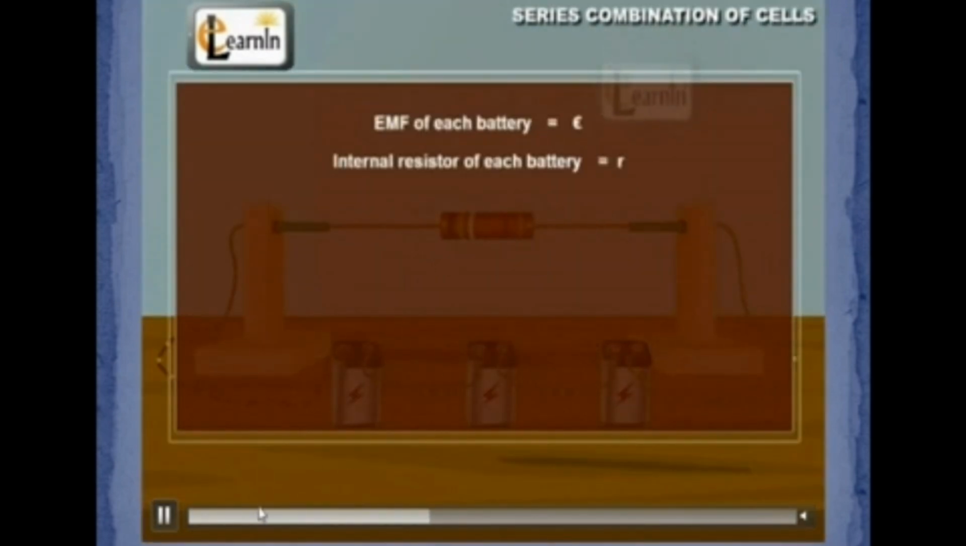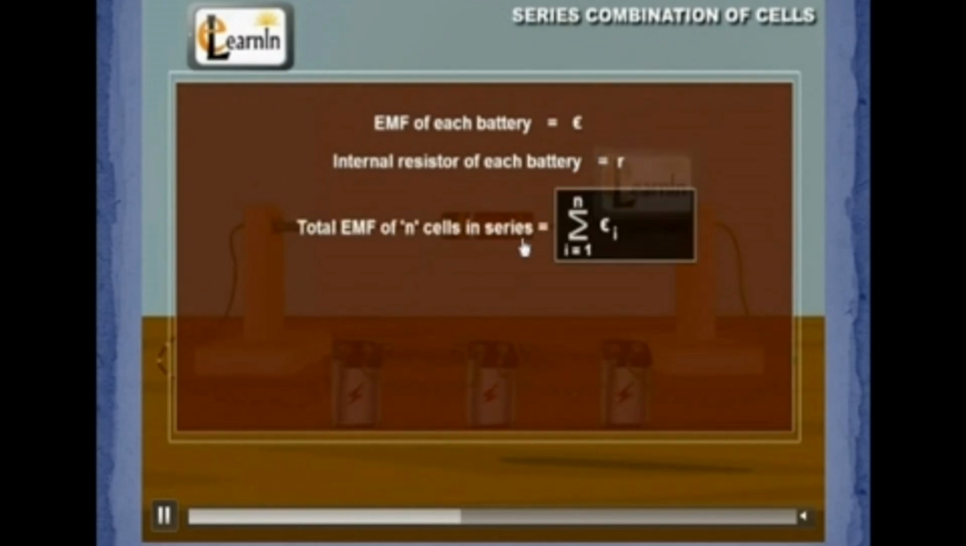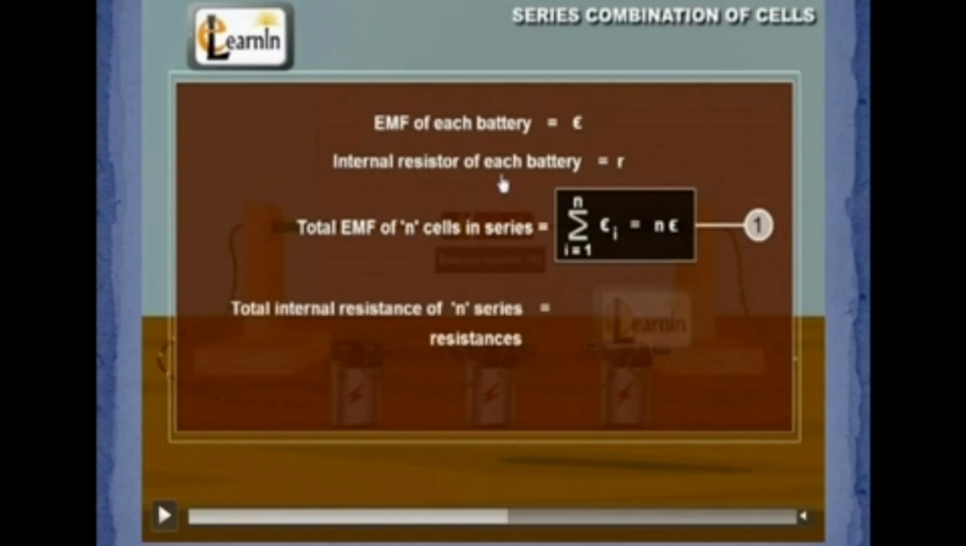So the EMF of each battery. Each battery EMF is E. Internal resistance of the cell is R. So N cells are in series. So total battery EMF equals the summation of epsilon i, or N into psi. Psi is what they call this. So psi means that is the EMF of the cell. So this is psi of one battery cell. R is the internal resistance of the cell.